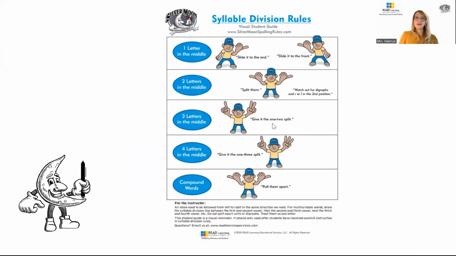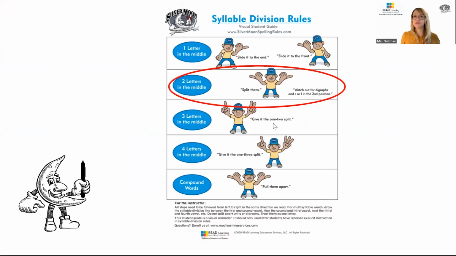If you'd like to follow along, you can download and reference our visual guide for syllable division rules. This can be found by logging into your Silver Moon account and clicking on the Downloads tab on the left-hand side. The syllable division rule guide looks like this. Let's get started with syllable division rule number 2.